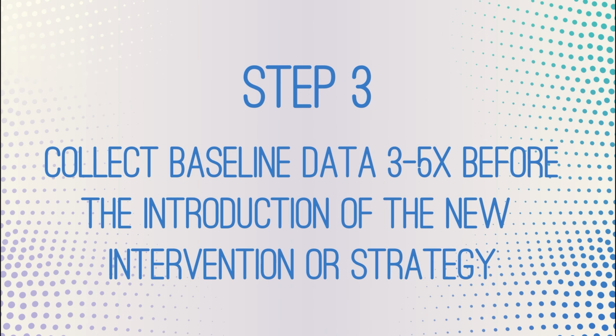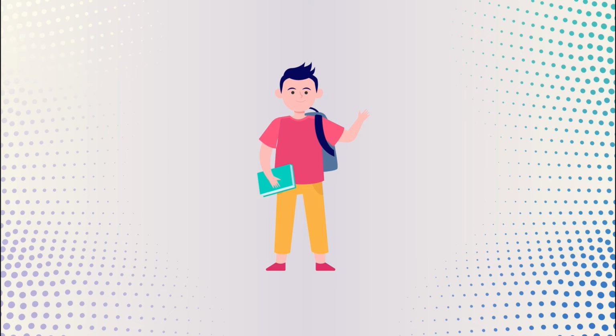Step 3. Collect baseline data for at least 3 to 5 times before the introduction of the new intervention or strategy. For student A, you could measure a variety of things during AM math time, for example, for 5 consecutive days, such as how long it takes him, student A, to complete a single worksheet in minutes, how many times he leaves his work, his body loses contact with the desk and chair, how long he stays in his seat in minutes, what is the quality of the work, its accuracy, legibility, and acceptability.